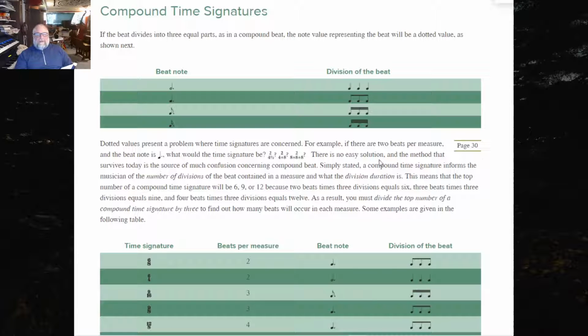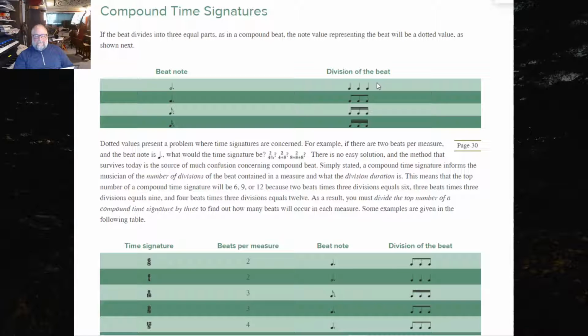First, we're looking at the book here, and they give a really confusing explanation for dotted notes. Let's just summarize this and say that the beat note in compound time will always be shown as a dotted note. And the reason for that is because a dotted note can represent and does represent three of the next smaller note values.